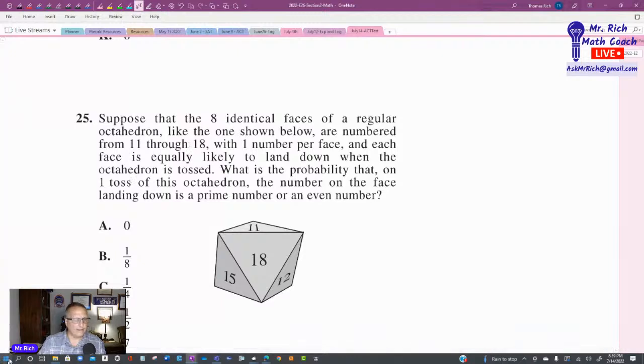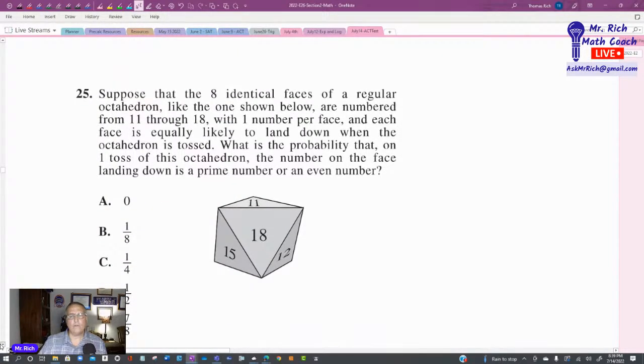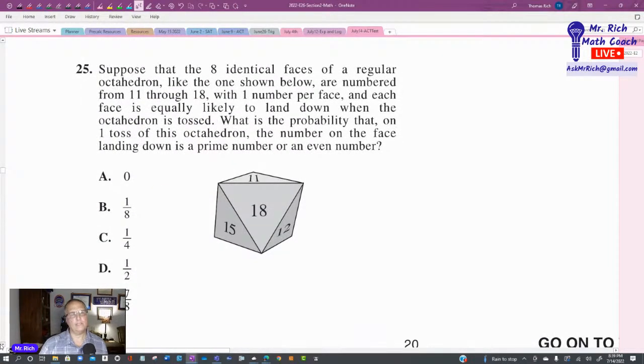25. Suppose that the 8 identical faces of a rectangular octahedron, like the one shown below, are numbered from 11 through 18 with 1 number per face, and each face is equally likely to land down when the octahedron is tossed. What's the probability that on one toss of this octahedron, the number of the face landing down is a prime number or an even number?